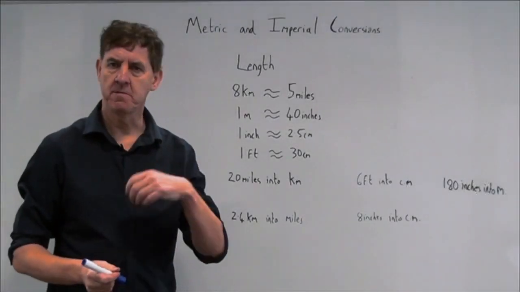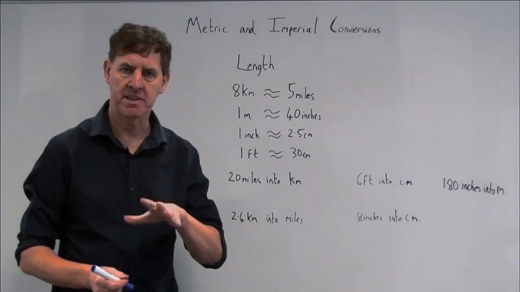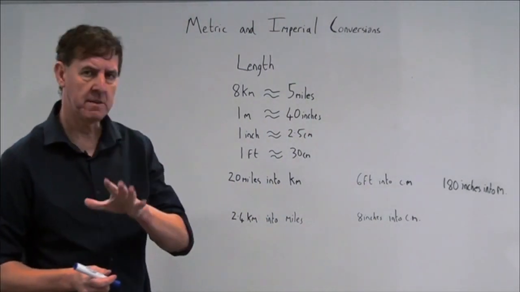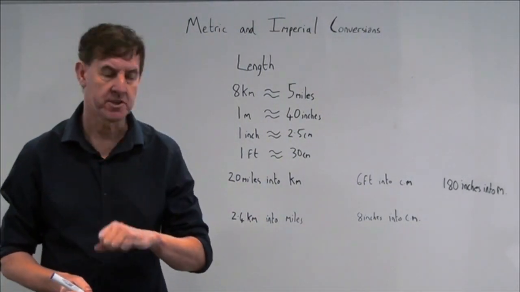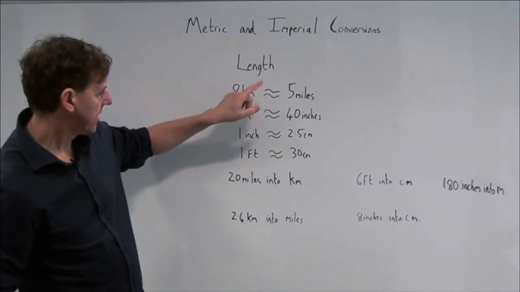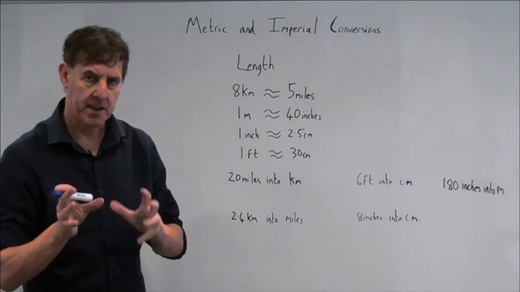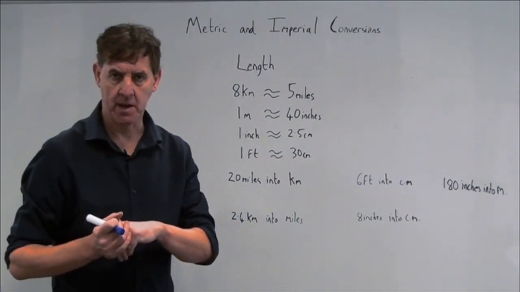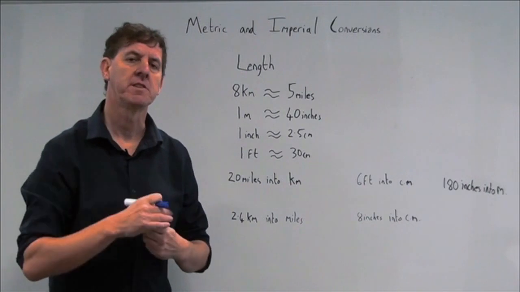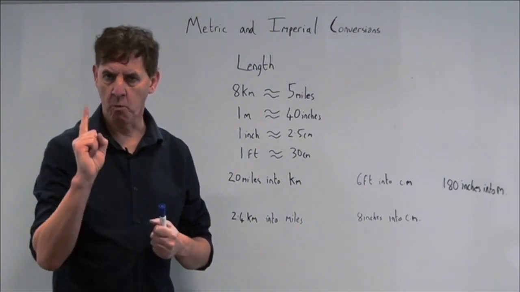So we've talked about the different metric and imperial measurements that we have for length. What we're going to do now is just look at some approximate conversions. Notice the sign for approximation: it's two curly signs as opposed to an equal sign. And the key thing for converting between metric and imperial, or imperial into metric, is always keep working on what one is.